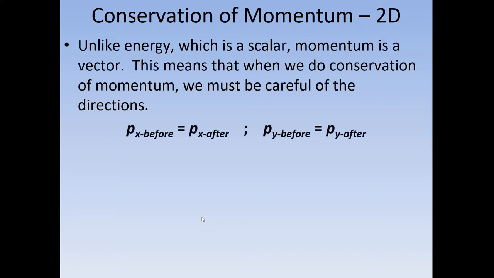So what that means is, instead of just doing momentum before equals momentum after in a general case, we have to do it for both directions. We have to do it once for the x direction and then again for the y direction. So we'd say px before equals px after, and py before equals py after. Basically, we would use the same equations we've used before, except instead of just putting in the velocity of the objects, we plug in the x components of the velocities or the y components of the velocities. And we need to make sure that all the objects have their components in.